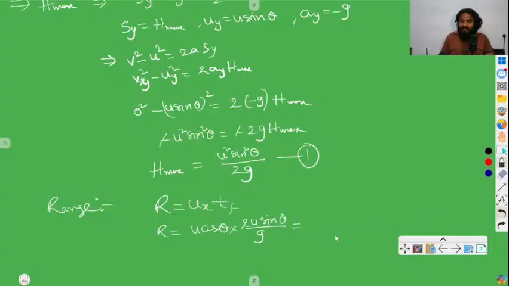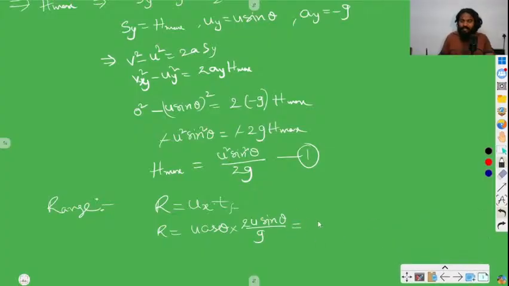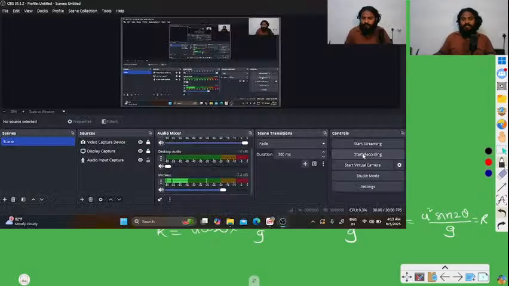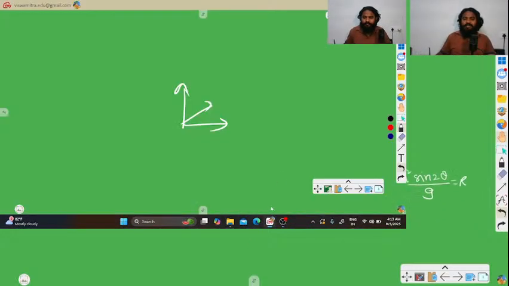So from this what you can get is, first you write u square, 2 sine theta cos theta, u square 2 sine theta cos theta by g. Then you will get u square sine 2 theta by g. So this is the formula for range. U square sine 2 theta by g is nothing but the range of the projectile. You can simply take it as the target of the projectile. Okay na? You can call it the target of the projectile or the range of the projectile.